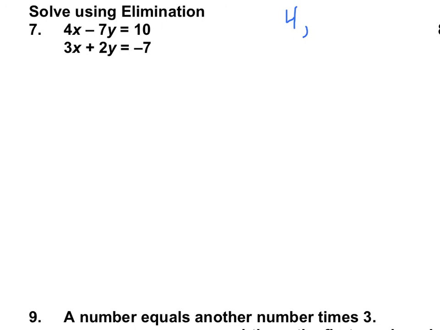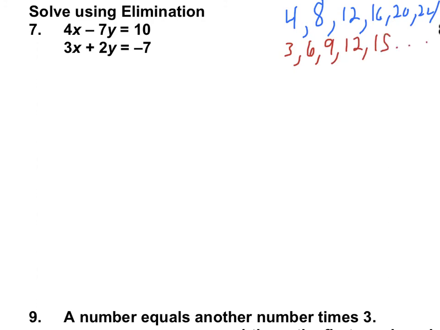So if I multiplied it by 1, it'd just stay the same, 4. If I multiplied it by 2, it's 8. If I multiplied 4 by 3, I'd get 12, and so on. And so 16, 20, 24, and so on. And what about if I did the same thing with 3 for the 3x? Well, there I'd have 3, 6, 9, 12, 15, and so on. And so what you see is that I can make both the 4 and the 3 into 12.